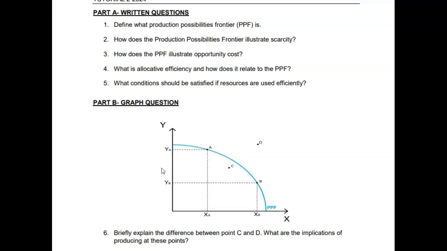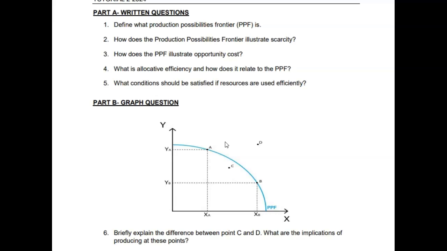So what is allocative efficiency and how does it relate to the PPF? Anytime you get allocative efficiency, it means any point on this PPF. What I mean is, see this blue line? Any point over there, like B or A, means being allocatively efficient, right? Now, how does it relate to the PPF? Well, it's those points that lie on the PPF that are both attainable and, most importantly, efficient, right? When you're on the PPF, you're very efficient.